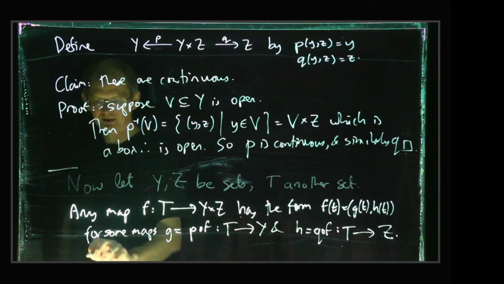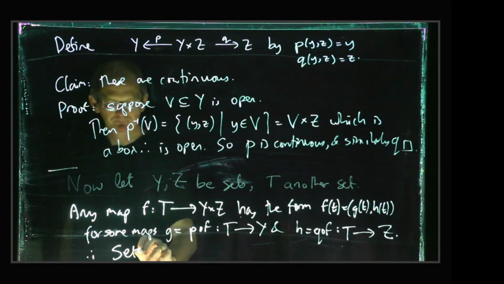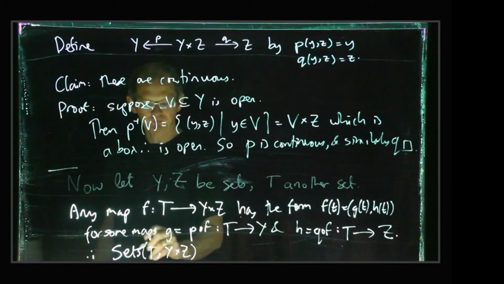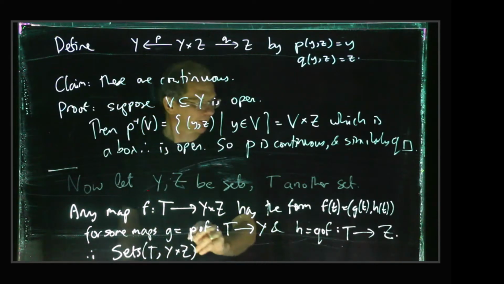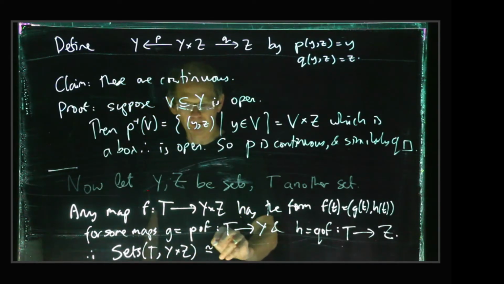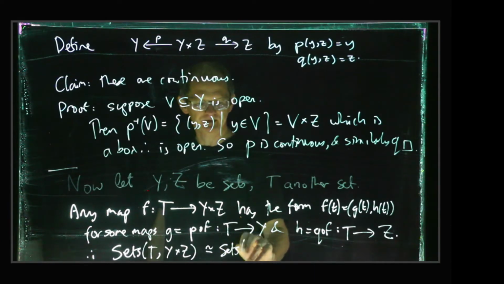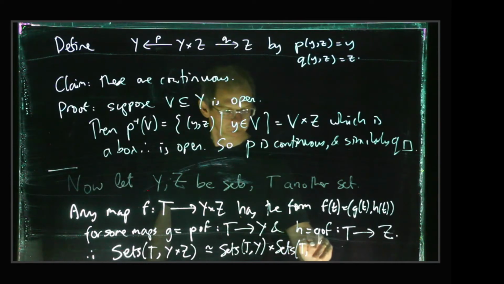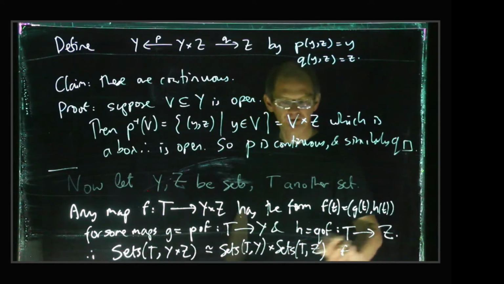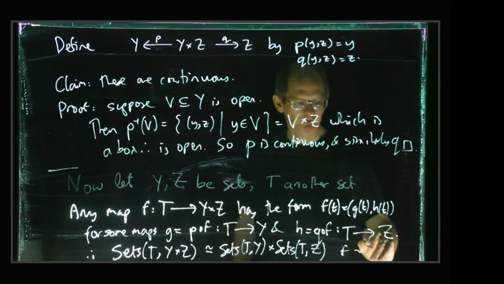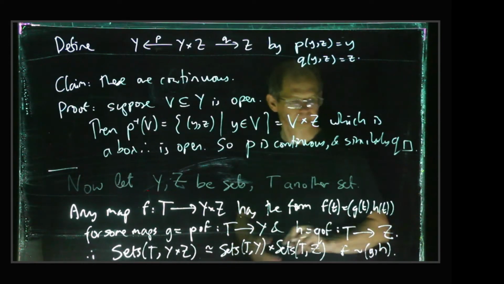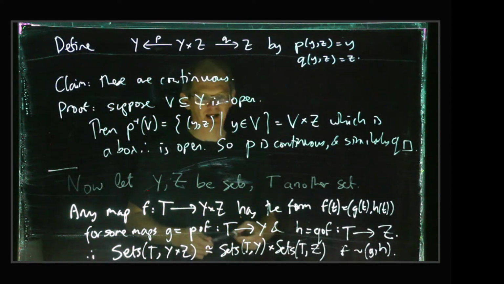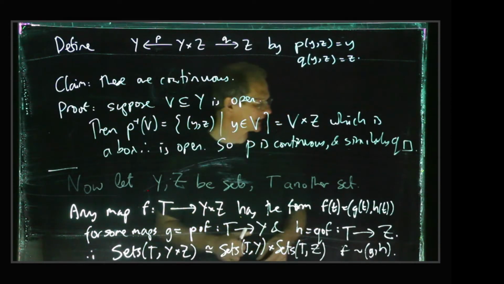This is how you get all your maps from T to Y cross Z. And so we see that the set of maps from T to Y cross Z is in one-to-one correspondence with the product of the set of maps from T to Y and the set of maps from T to Z, with a single function F from T to Y cross Z corresponding to the pair G, H. So the point about the product topology is that F is going to be continuous if and only if G and H are both continuous.